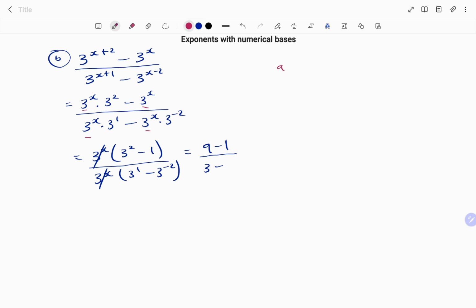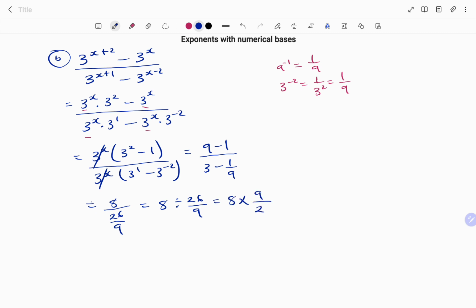If I have a negative exponent, a to the power of minus 1, writing this as a fraction, that will be 1 over a. So 3 to the power of minus 2 is the same as 1 over 3 squared, which is the same as 1 over 3 times 3, that's 9. So if I substitute back, I'm going to have 3 minus 1 over 9. At the top, 9 minus 1, that's 8. At the bottom, divided by 3 minus 1 over 9, that will give me 26 over 9. If I rewrite it this way, 8 divided by 26 over 9 is the same as 8 times 9 over 26.